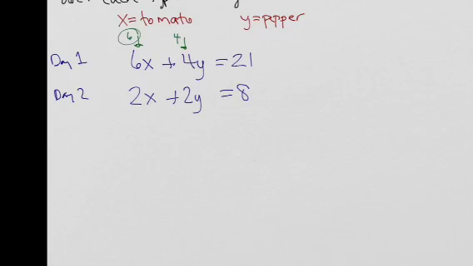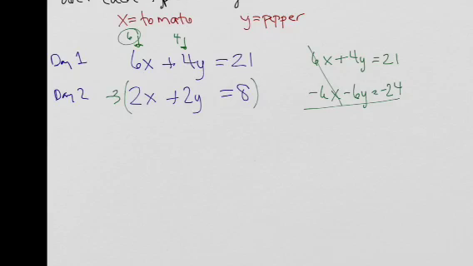So that means the top one I don't have to make any changes to. It's already got 6x. But the bottom one, I would like to force this into being negative 6x so that it cancels out with that positive 6x. So what have I got to times it by? Well, it turns out I've got to times it by negative 3. So times the whole bottom equation by negative 3. All the numbers by negative 3.